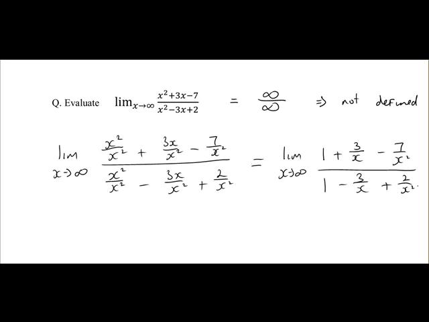Next, we sub for our x with what it's approaching, which is infinity. So we have 1 plus 3 over infinity minus 7 over infinity squared, divided by 1 minus 3 over infinity plus 2 over infinity squared.